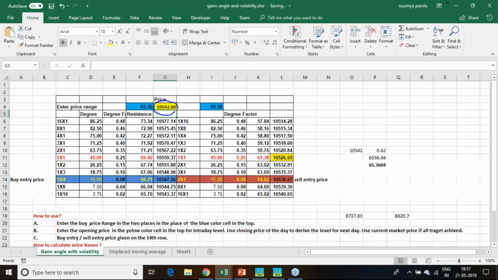This tool is also available on our website. No need to get this Excel. It is already there on the website in PHP format. You can just access and use it.